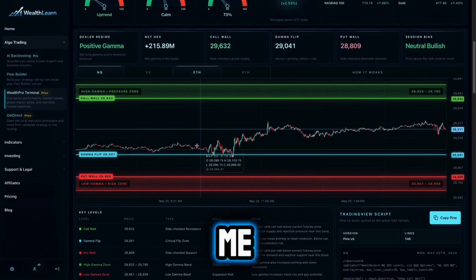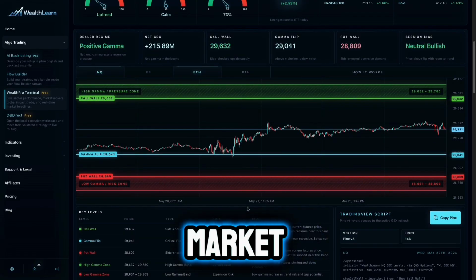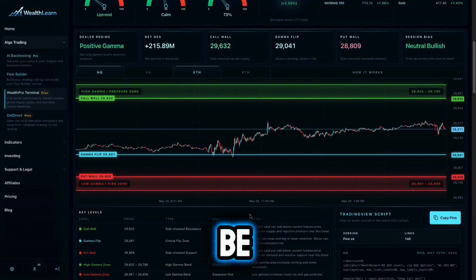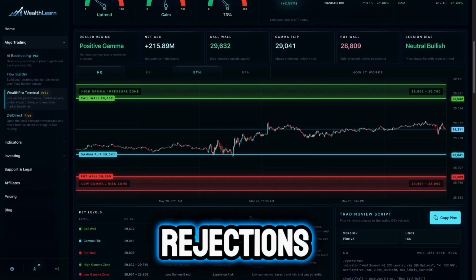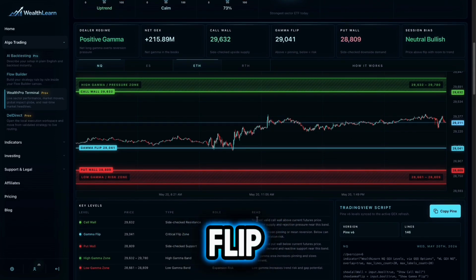What this is going to tell me, specifically GEX, is not buy here and sell here. I'm using it to understand where the market may potentially be more sensitive, where it may react a little bit more, where it may be a little more supportive of continuations, rejections, or chop. And more specifically, what I'm looking at with GEX is things like the gamma flip, high gamma, low gamma zones, call walls, put walls, etc.